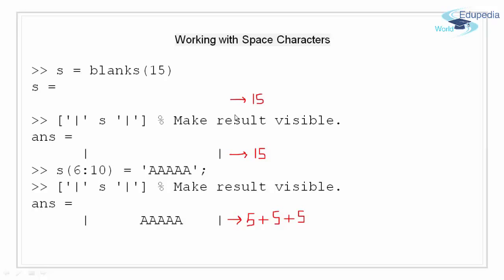Now I'm going to replace the spaces from location 6 to 10 with the letter A. So I'm using a location replacement, like 6 to 10, and I'm replacing it with A. So we can clearly see the position of the A's in the answer. We have 5 spaces before the A's, 5 A's, and then 5 spaces after the A's.